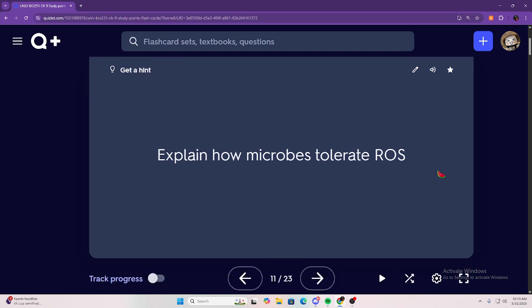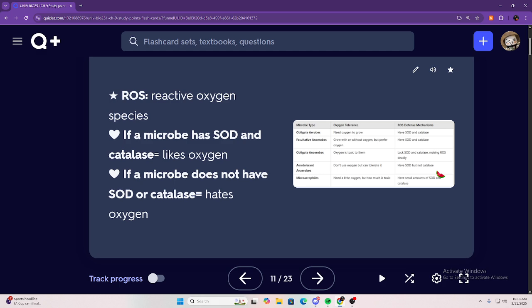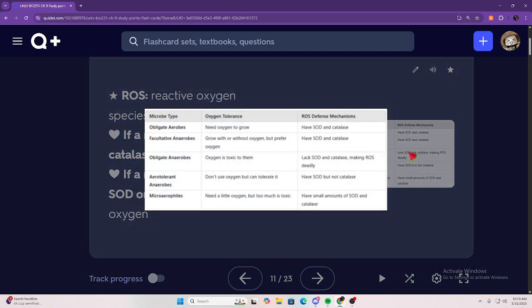Explain how microbes tolerate ROS. So ROS is reactive oxygen species. What you need to know is that bacteria can tolerate it if they have certain enzymes. They have SOD and catalase, right? So if it has SOD and catalase, that means it likes oxygen. But if it cannot produce SOD or catalase, that means it does not like oxygen.